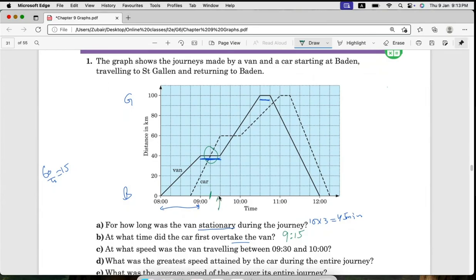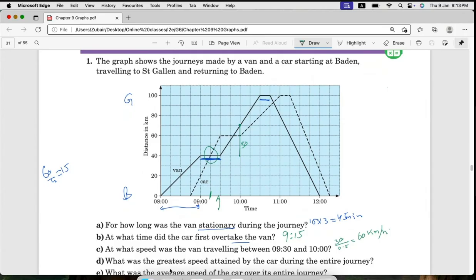So this is 9:30, this is 10. Between these 2 points, we're talking about this region. It is not necessary that we stay in this region, because this complete straight line would have the same gradient. We can choose any 2 points. So for now, I'm taking this is 70, this is 40. So rise is 30 divided by, this is 9:30 to 10, that is half hour, 0.5. So this is 60 kilometers per hour. Gradient is 60 kilometers per hour.